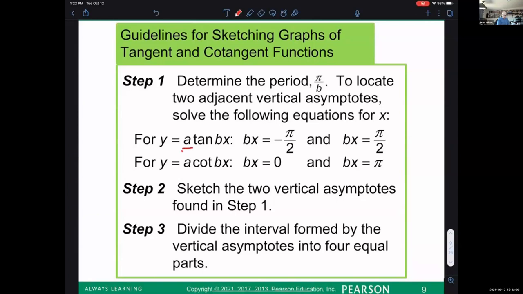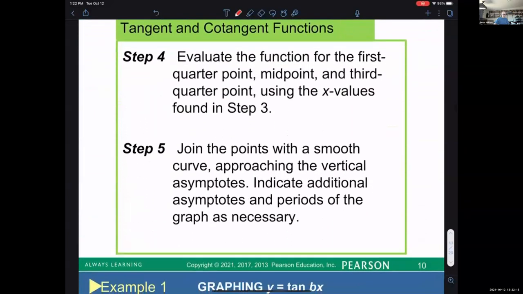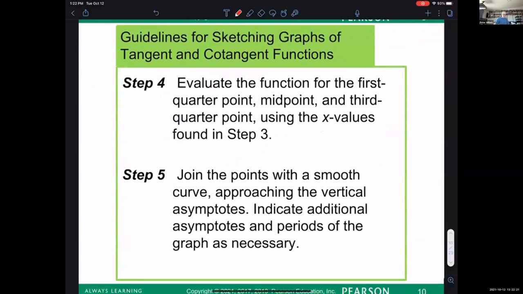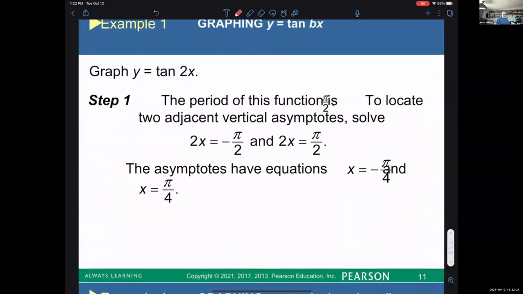And so they're showing here, maybe there's an A out front that would cause a change in the y direction, or maybe there's a B in here with the argument with the x that would change the period. You would divide the period by B in the case of B times x, for example. So they go through this four-step process. And then they say, well, what if you were going to graph y equals tan of 2x? So in this case, we are looking at this idea where it says, well, when is it that tan would have had a vertical asymptote? At pi over 2.